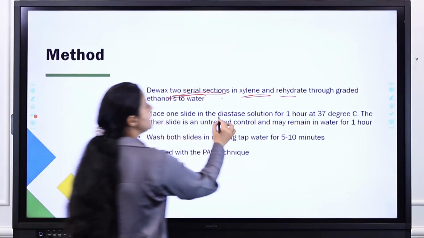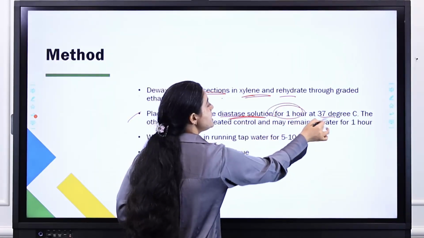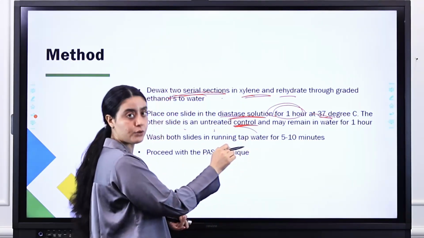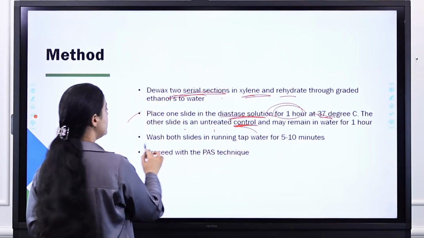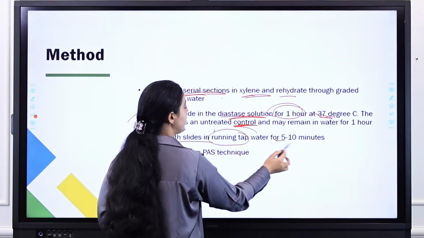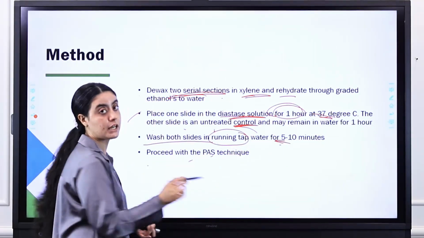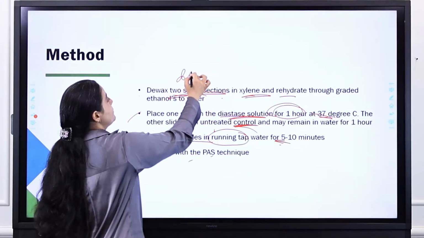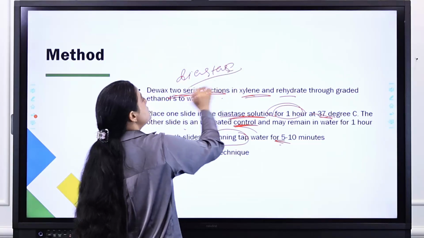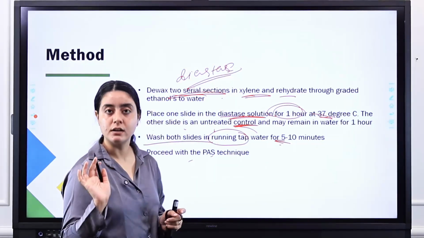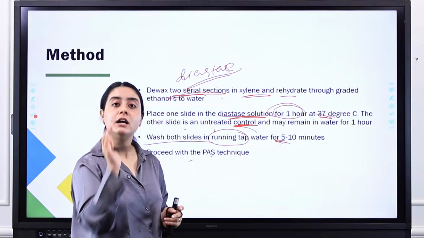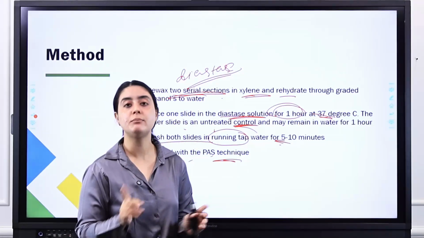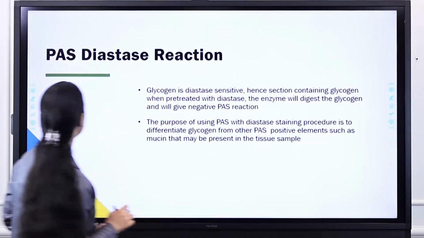Place one slide in the diastase solution for 1 hour at 37 degrees Celsius, and the other slide is an untreated control. It will be taken as a control, again for 1 hour. Then wash both slides in running tap water for 5 to 10 minutes, and then proceed with the PAS staining. First we use the diastase so that digestion will occur. If there is glycogen, digestion will occur. Then we proceed with the PAS stain to clearly differentiate between the two types of stains.